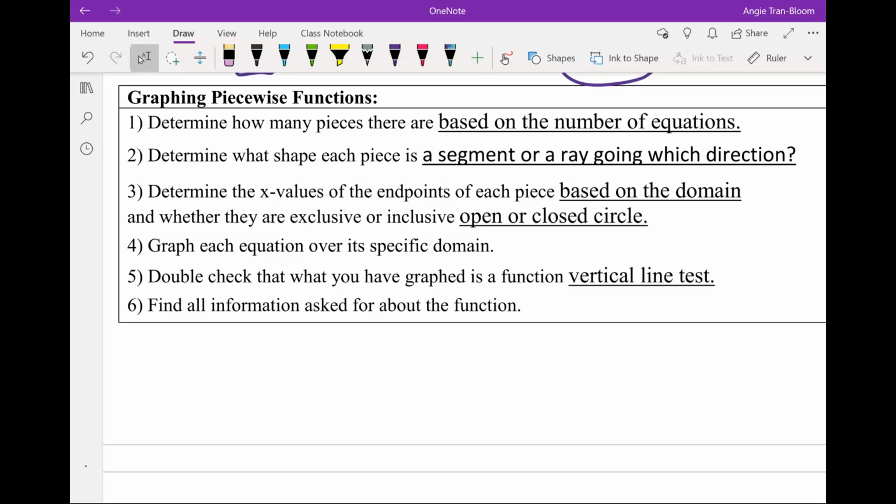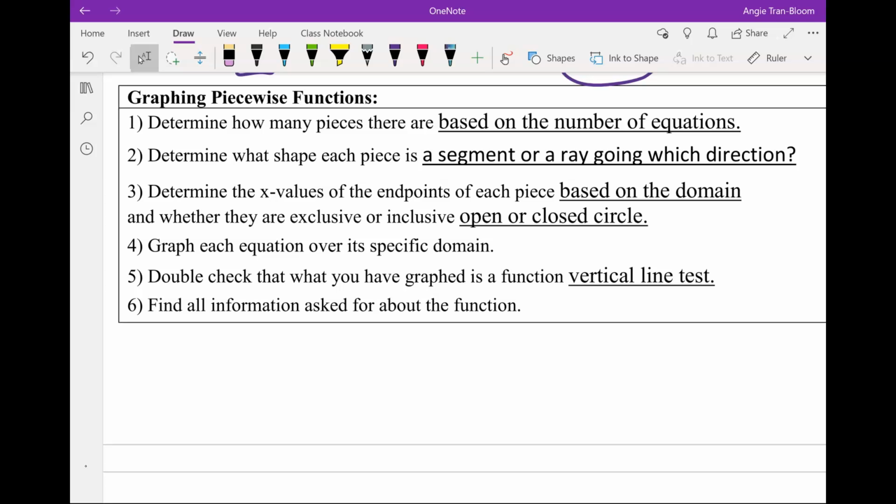Number 3, Mariana, can you help me read 3, please? Determine the x values of the endpoints of each piece based on the domains. Correct. Whether they are exclusive or inclusive within our closed circle. We use a bracket. A bracket would mean inclusive. That would be a closed circle. Okay.